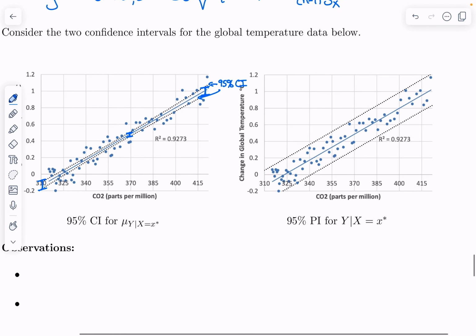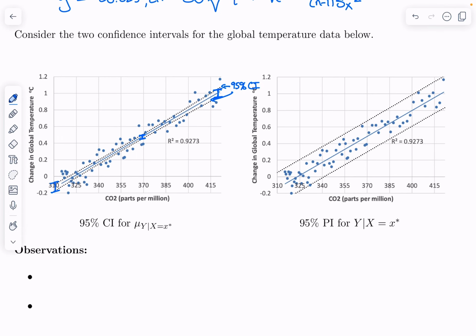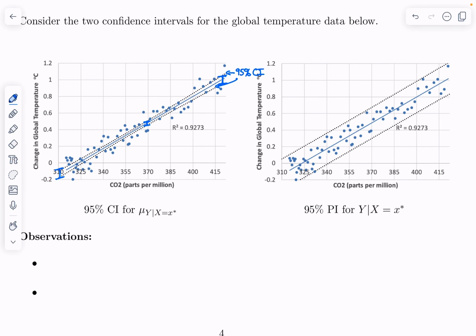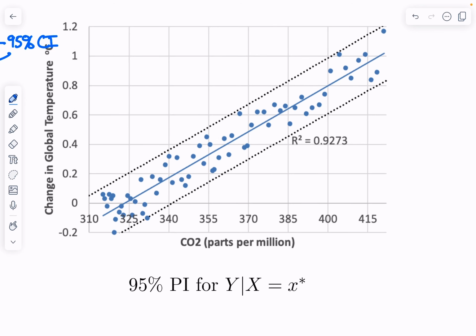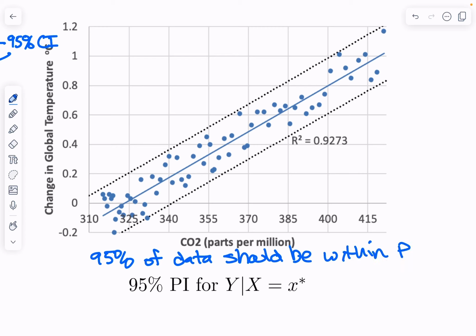Now, if we look at the second interval, you'll immediately notice that the prediction interval is much wider than the confidence interval, and that most of the data points actually fall within that interval. And that's because this is an interval in which 95% of the data should lie. So we expect for this prediction interval that 95% of data should be within that prediction interval.